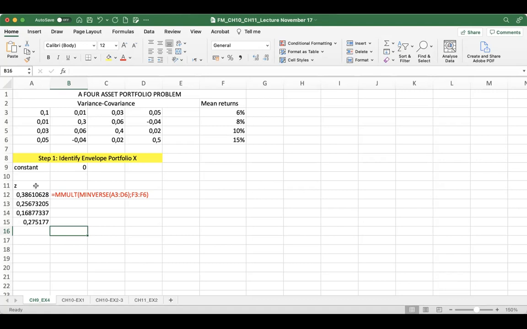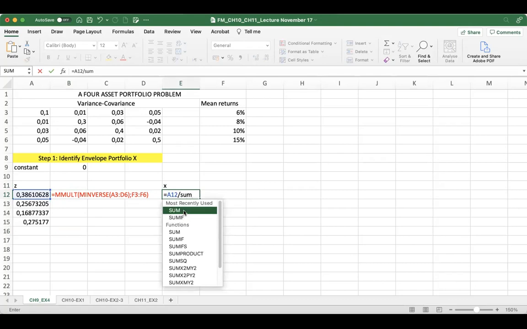Now, since we have found the Z, we can easily find the composition of the weights of each of these 4 assets in the portfolio X. So the X, which is the composition, is equal to each component of the Z vector divided by the sum of all the components.